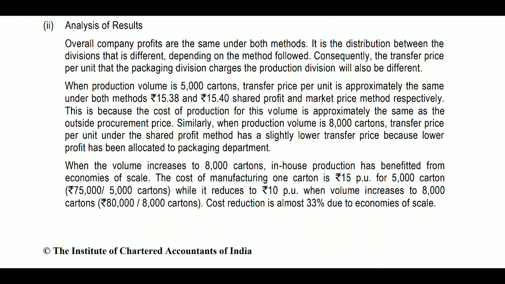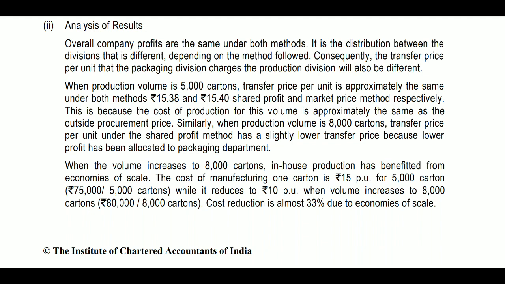While similar, when production volume is 8,000 cartons, the transfer price under the shared profit method will be slightly lower, because lower profit is allocated to the packing department. When volume increases to 8,000 cartons, in-house production benefits from economies of scale. The cost of manufacturing one carton will be 15 rupees.